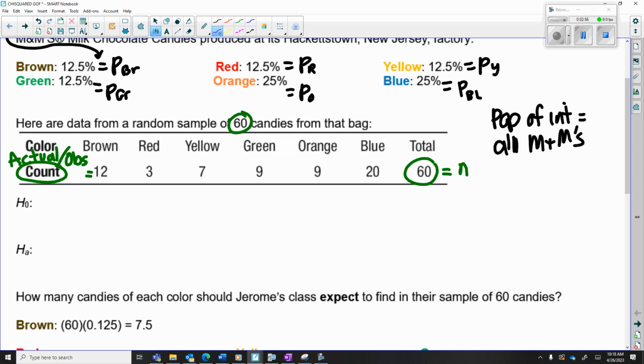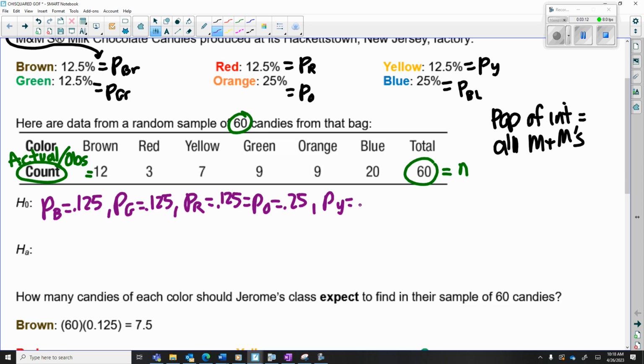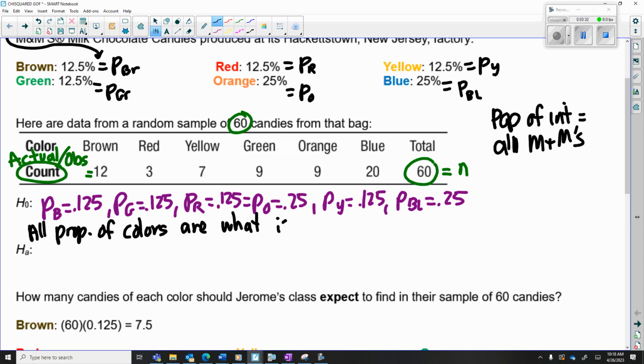So in symbols, my null hypothesis would be that P brown equals 0.125, which is what they advertised. P green is 0.125, which they advertised. The red is what they advertised, the orange is what they advertised, etc. Instead of listing this all out, I could write in words: all proportions of the breakdown of colors are what is advertised or claimed by the company.